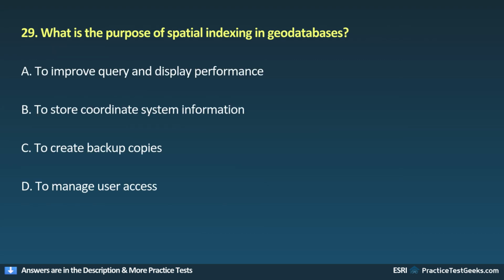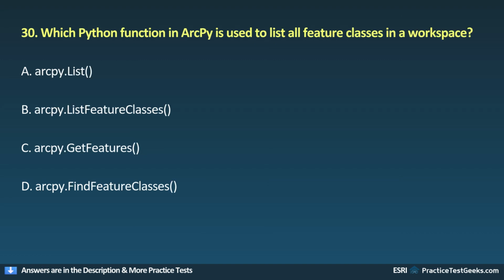29. What is the purpose of spatial indexing in geodatabases? A. To improve query and display performance. B. To store coordinate system information. C. To create backup copies. D. To manage user access.